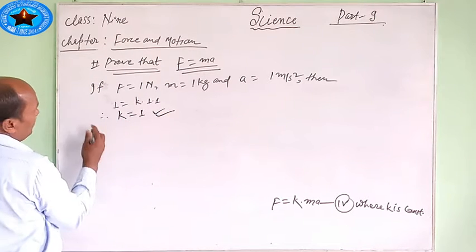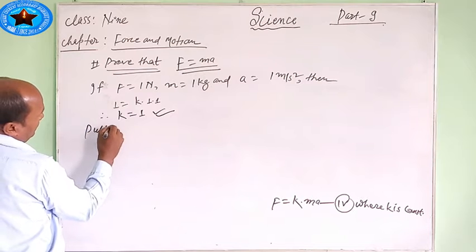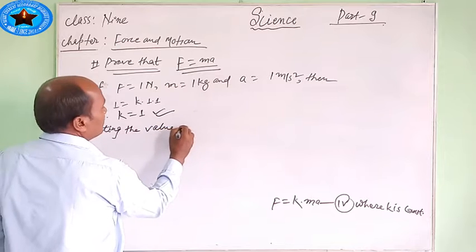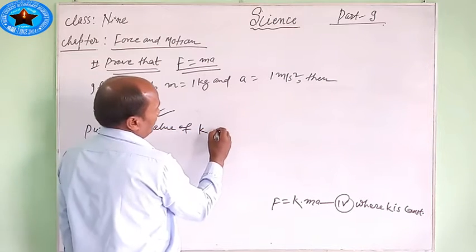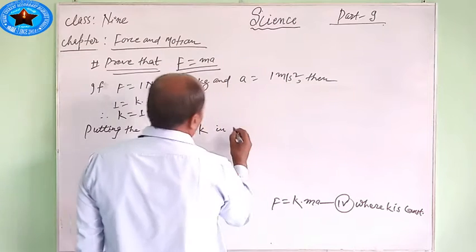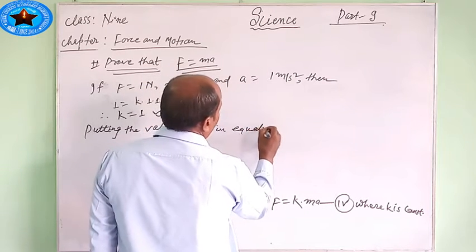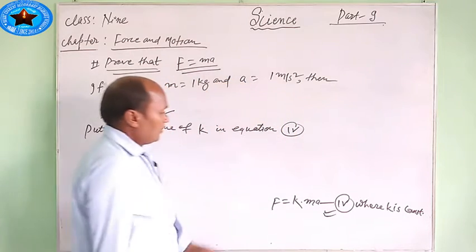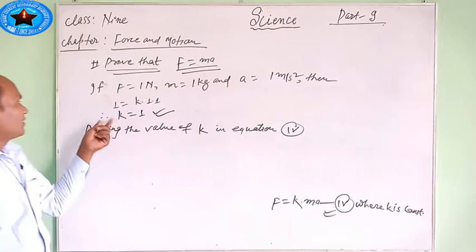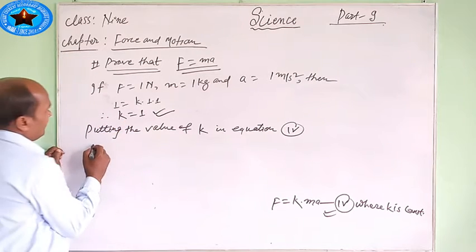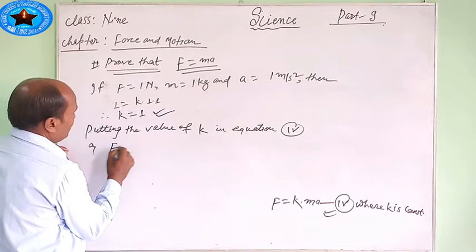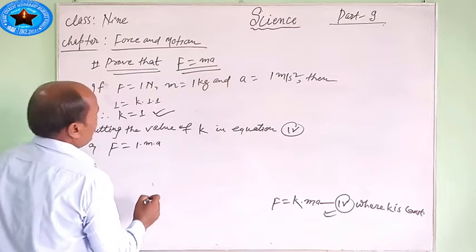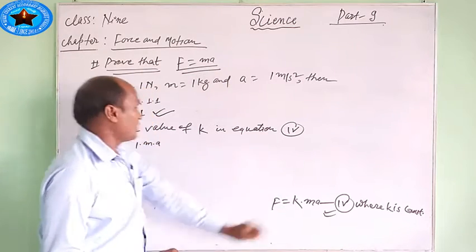Putting the value of K in equation 4. In this equation, what is the value of K now? K is equal to 1. You know that. So F is equal to 1 m into A, where K is equal to 1.